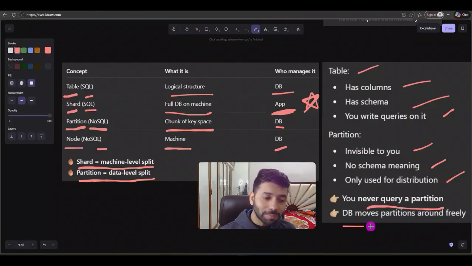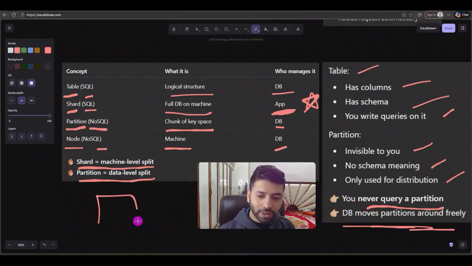Another thing is that the database will move the partitions around quite freely because a partition is just a chunk of data. So as we mentioned here, the partition is invisible. Basically, a node is the database instance running on the machine, whereas a partition is just logical. Node is physical, partition is logical.